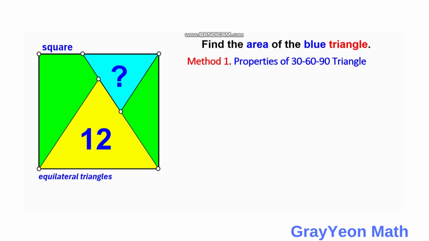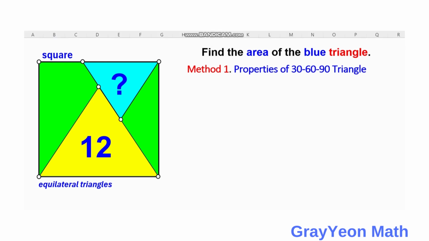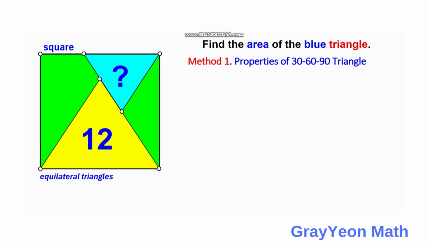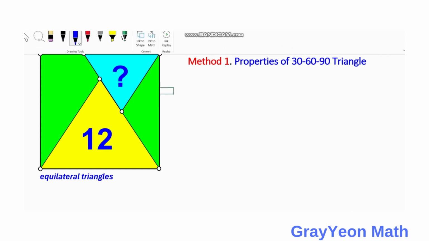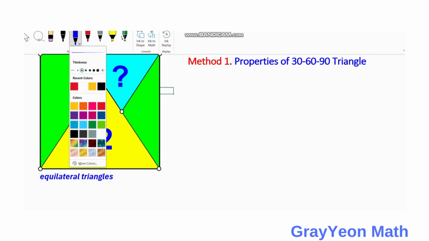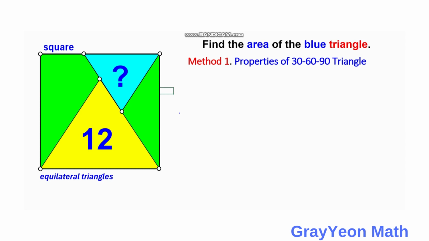For method one, we are going to use the properties of a 30, 60, 90 triangle. If you observe this equilateral triangle, we can draw a line from the top apex of this yellow triangle downwards to the base. With this we form a 30, 60, 90 triangle. This is 30 and this is 60. We can label half of the base as S, and this is S.